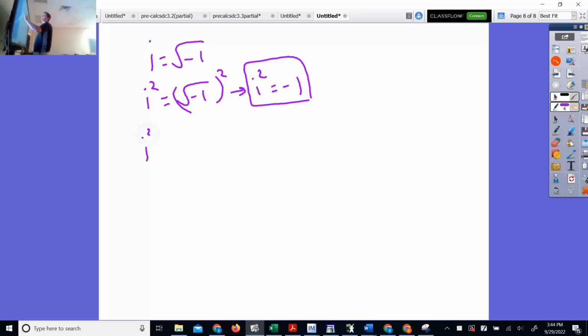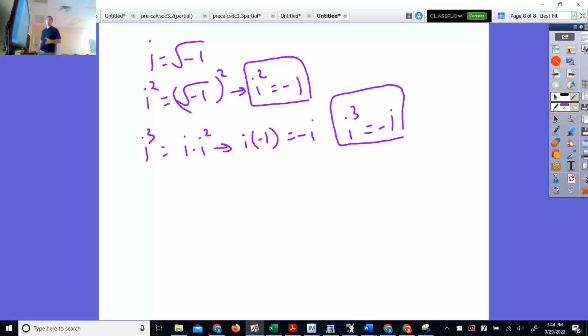I cubed, if you go back and remember your rules from algebra 1, can be thought of as I times I squared. Well, I know that I squared is now negative 1, so this is I times a negative 1, which is a negative I.